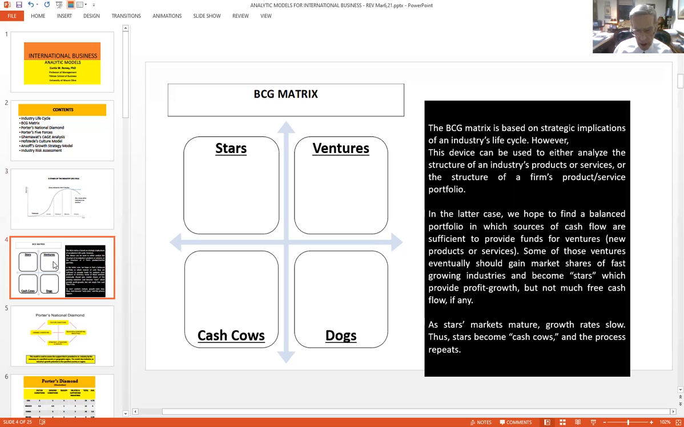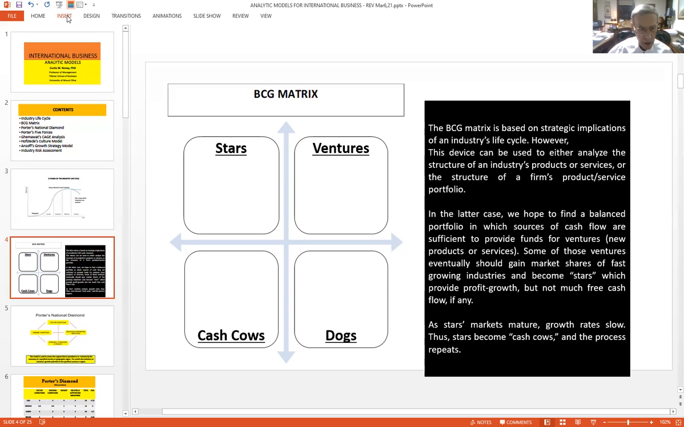So if I just ask you to take a quick look at these various types or labels of products, we have stars, ventures, dogs, and cash cows. Now the axes came off of this diagram, unfortunately.